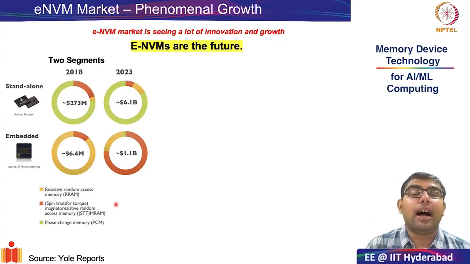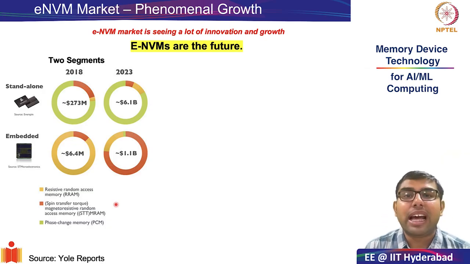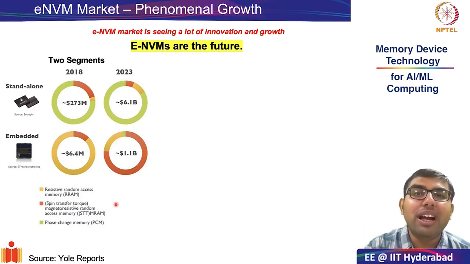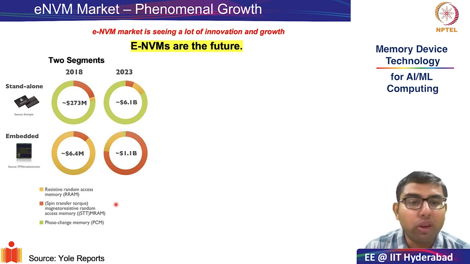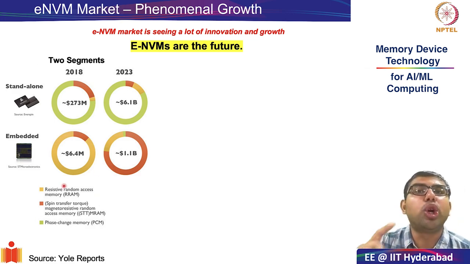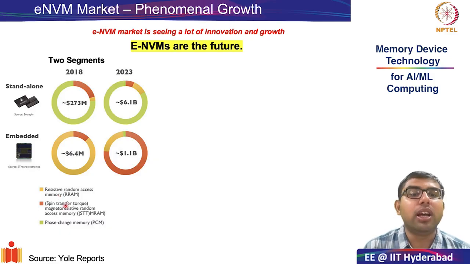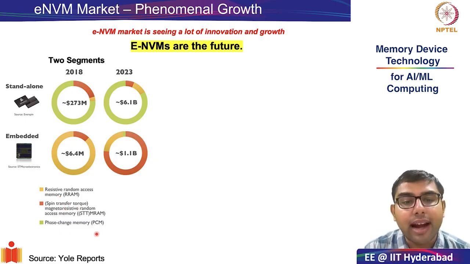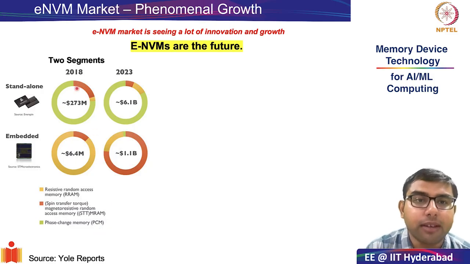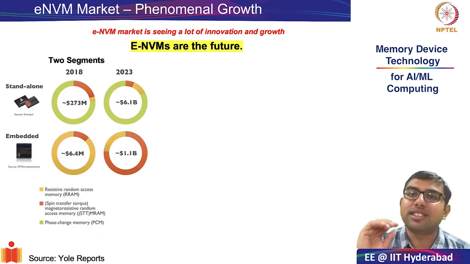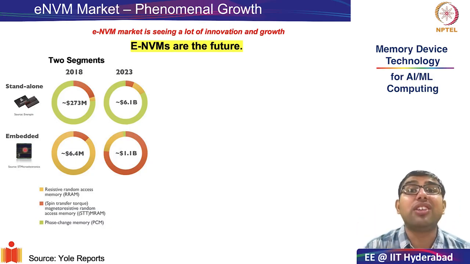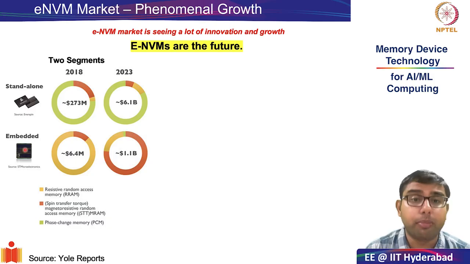So let us look at the last part of our discussion today. Let's look at the ENVM market and the phenomenal growth in the ENVM market. And that is because there is still no clear winner of who will take the roost in ENVMs. As you know, there are several candidates for these two terminal electronic non-volatile memories. The first is random access memory, your MRAM, which is spin transfer torque, and also phase change memory. And as you can see, within that also there are two segments. One is your standalone, which comes in a separate chip, and another is embedded with your CPU subsystem as well.